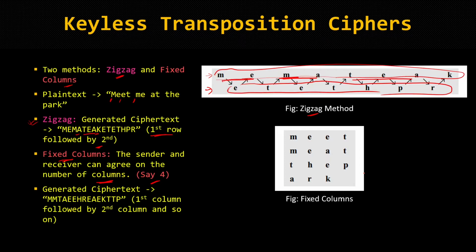Then, in the fixed column method, the ciphertext is generated column wise. So you take the first column, then the second column, then the third column, and then the last column. You see the first column is MMTA, so here it is MMTA. Then the second column is EEHR, and here it is EEHR. In this way the ciphertext is generated.